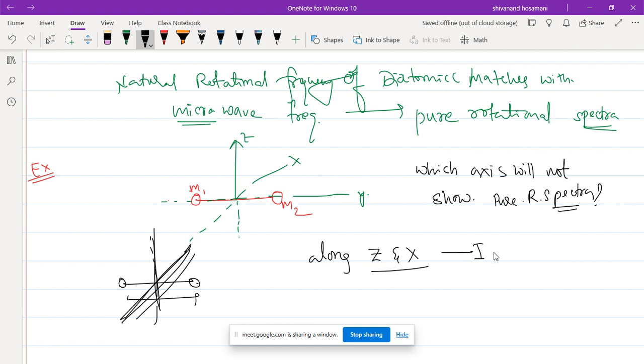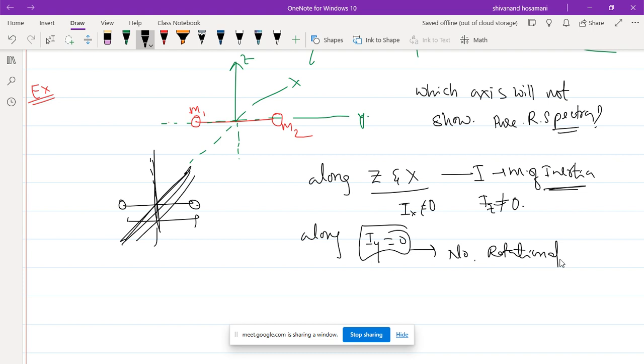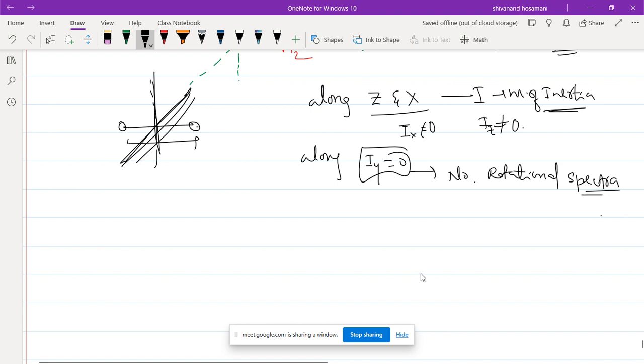Moment of inertia I is nothing but moment of inertia, and it is non-zero: I is not equal to 0 along these axes, therefore Ix is not equal to 0 and Iz is not equal to 0. But along the y axis, the moment of inertia is taken as 0, therefore no rotation spectra. Moreover, if the rigid rotator, the molecule, was very rigid, especially that shows rotation spectra.